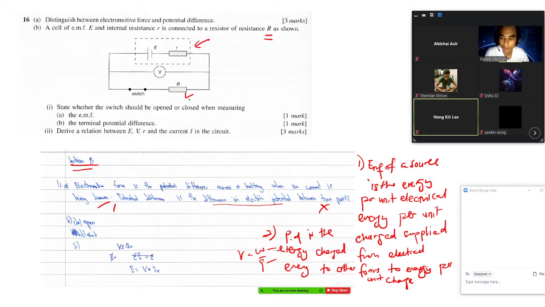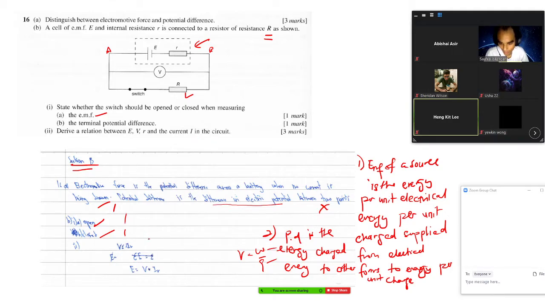B1, state whether the switch should be open or closed when measuring the EMF. To measure the EMF, you have to open the switch. This is correct. And B2, the terminal potential difference is measured when the switch is closed. So you close the switch, then you can find the potential difference between A and B. That's correct, so one mark each. Do you have the relation between E, V, R and the current in the circuit?